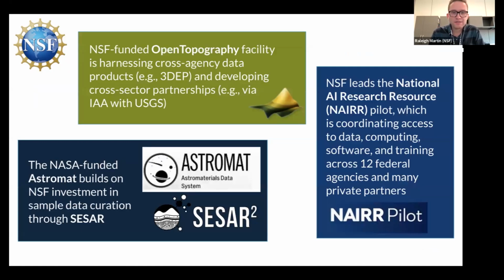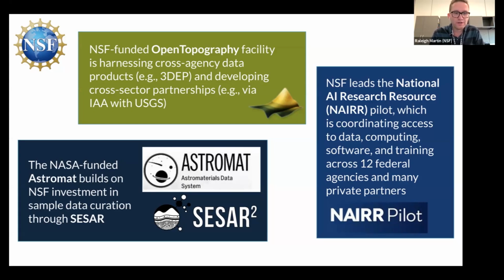So I wanted to just give a few examples where I do think there is successful cross-agency partnership happening. And I'm probably a bit biased by my own geoinformatics program, which I run in our Earth Science Division. So one of the facilities we support is called OpenTopography, which provides access to high resolution topographic data products. And we recently established an interagency agreement with USGS so that some of those data products, many of which originate from USGS, can actually be served back to a broader user base.